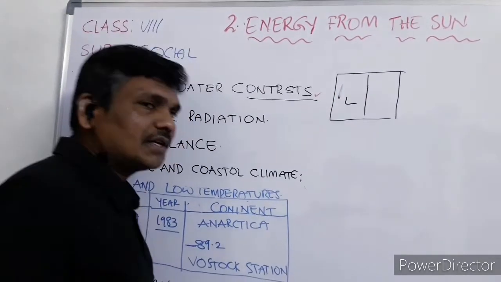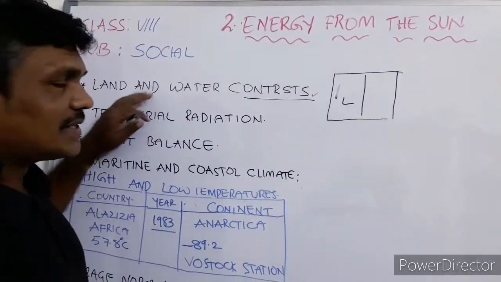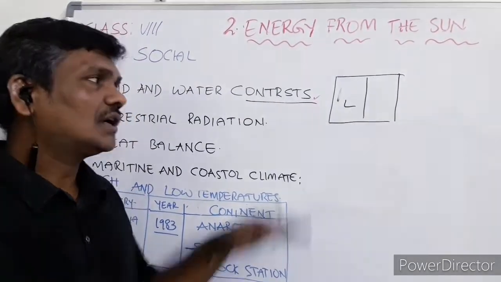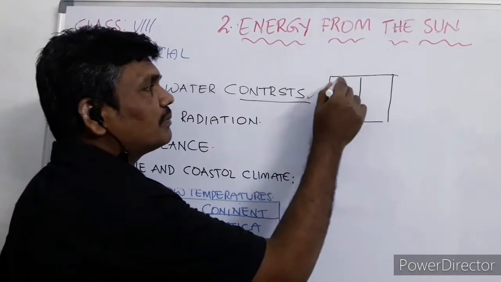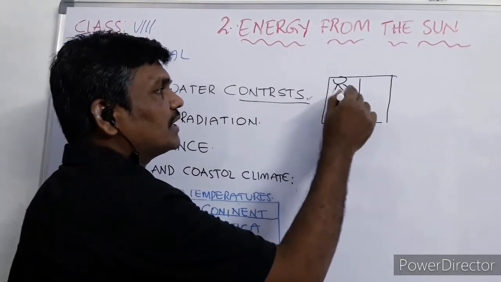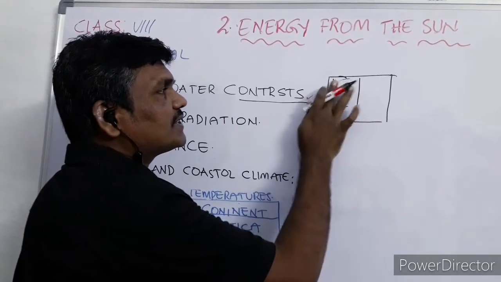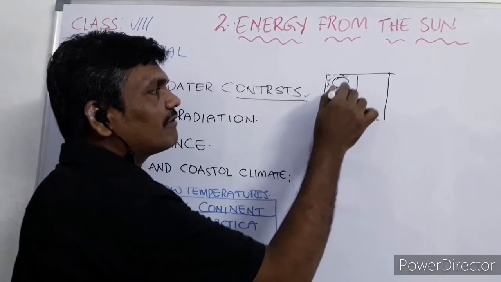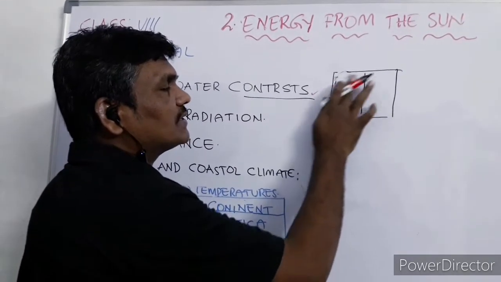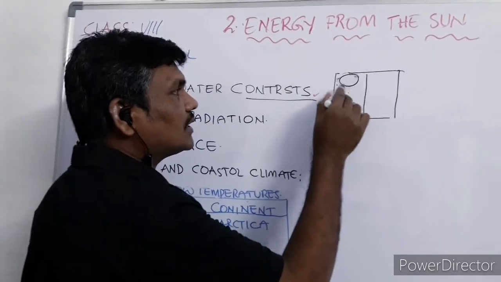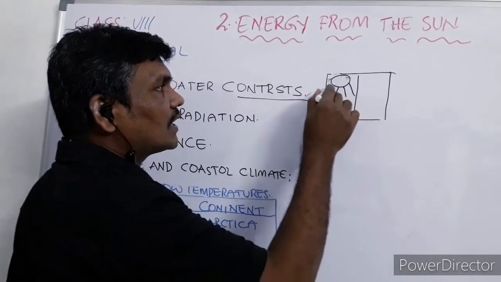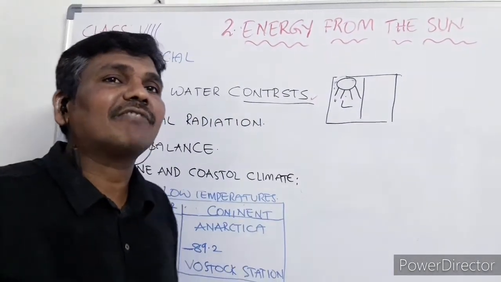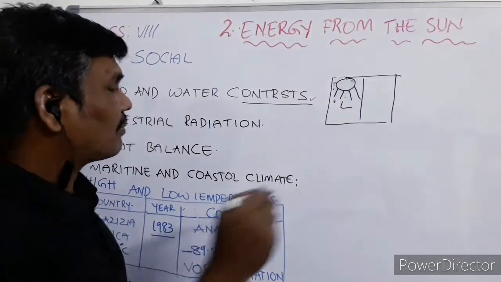What happened here? Land is a good conductor of heat. So when the sunshine is taking place over here, due to sunshine it receives heat very fastly and loses heat also very fastly. Imagine this is the sun and sun rays are falling. Due to sun rays, this land is getting warmer very fastly.